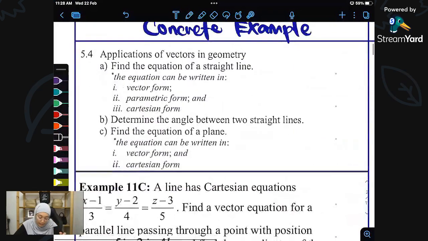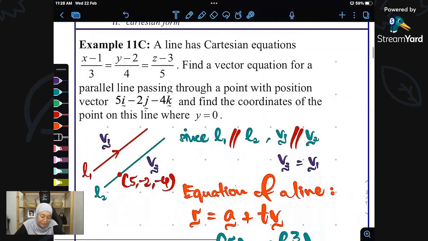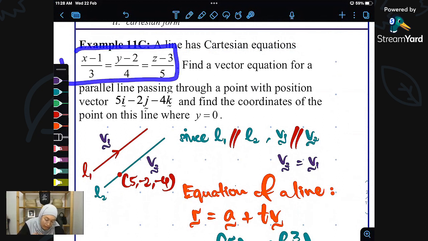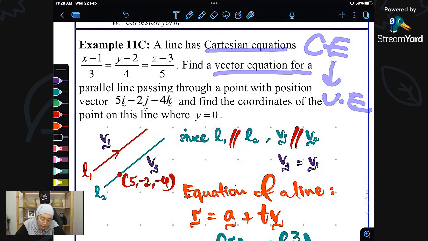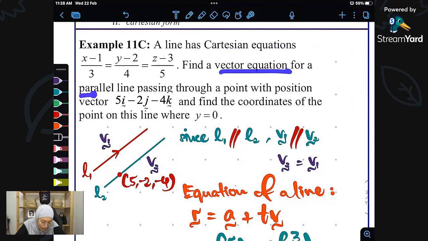Let's go on to the final example, which is a line has a Cartesian equation. Now dia bagi Cartesian pula. Find the VE. Daripada Cartesian equation ni, daripada CE, dia suruh kita cari VE pula, where this VE is for a parallel line. Find a vector equation for a parallel line. Parallel line pula yang passes through a point with a position vector.